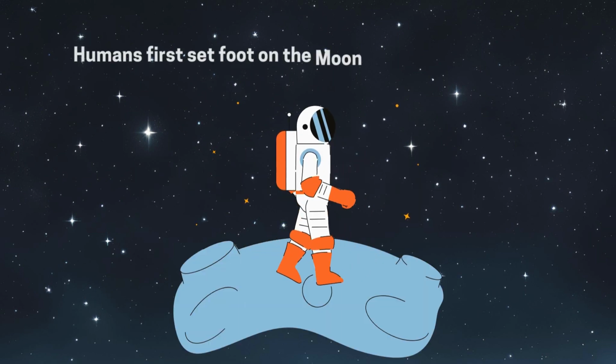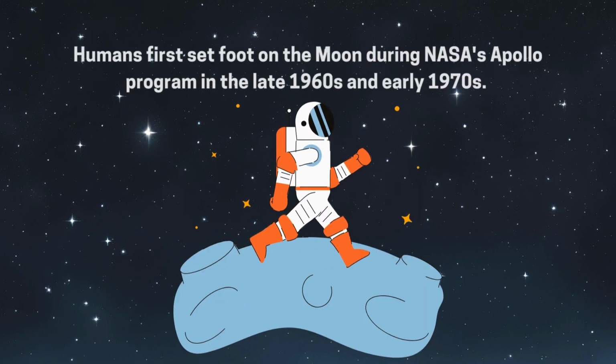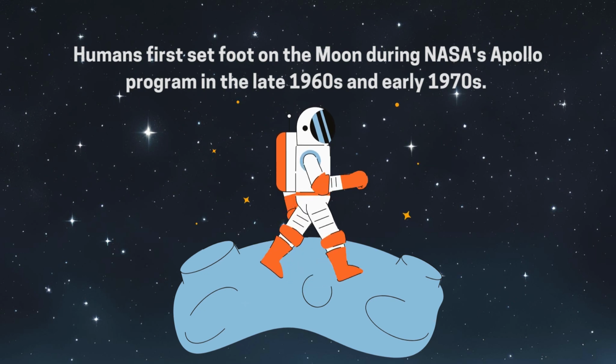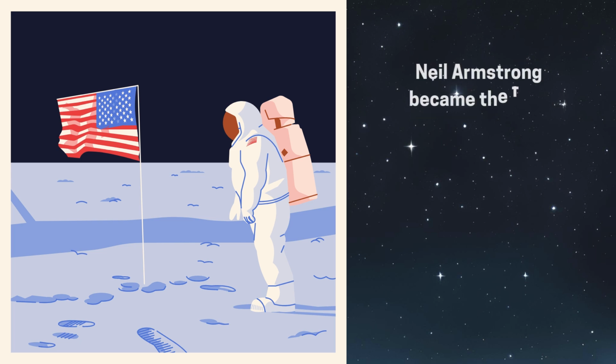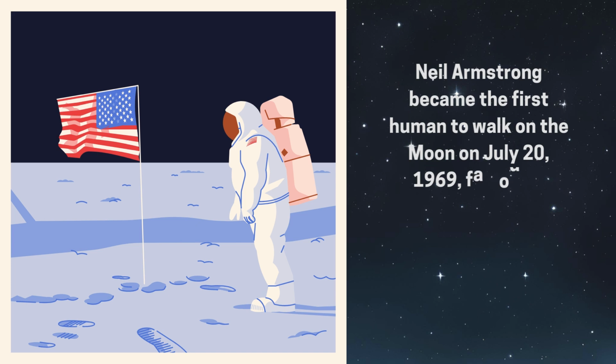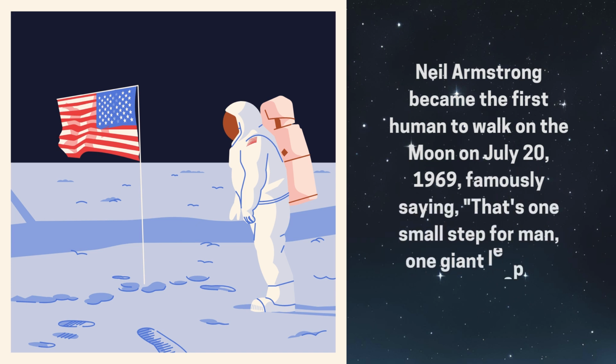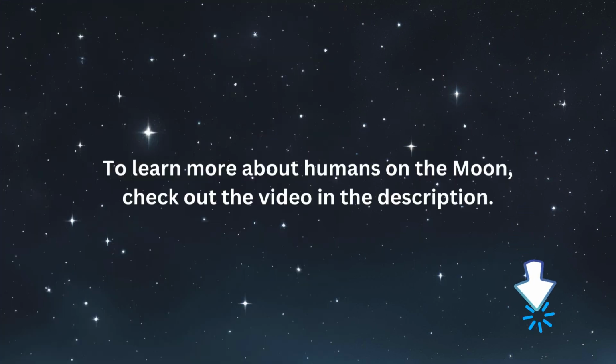Humans first set foot on the Moon during NASA's Apollo program in the late 1960s and early 1970s. There were 3 astronauts in the Apollo mission: Neil Armstrong, Buzz Aldrin, and Michael Collins. Neil Armstrong became the first human to walk on the Moon on July 20th, 1969, famously saying, "That's one small step for man, one giant leap for mankind." To learn more about humans on the Moon, check out the video in the description.